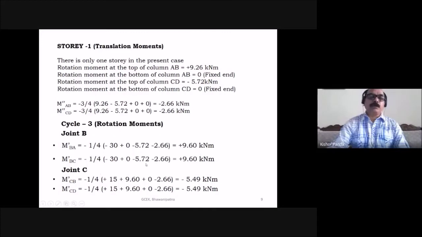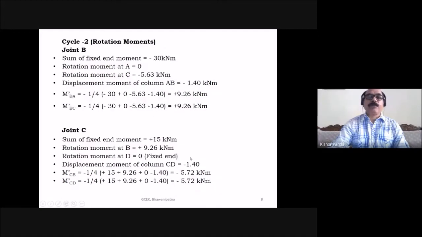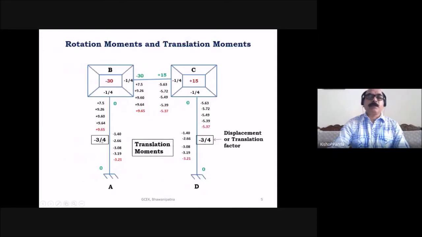Similarly, go to the joint C, and again you find out M dash CB and M dash CD, and you put in the value here. So this is 9.60, 9.60, and at joint C also the value is minus 5.49, and this side also minus 5.49. Then you find out the translation moments of the vertical members in cycle 3.